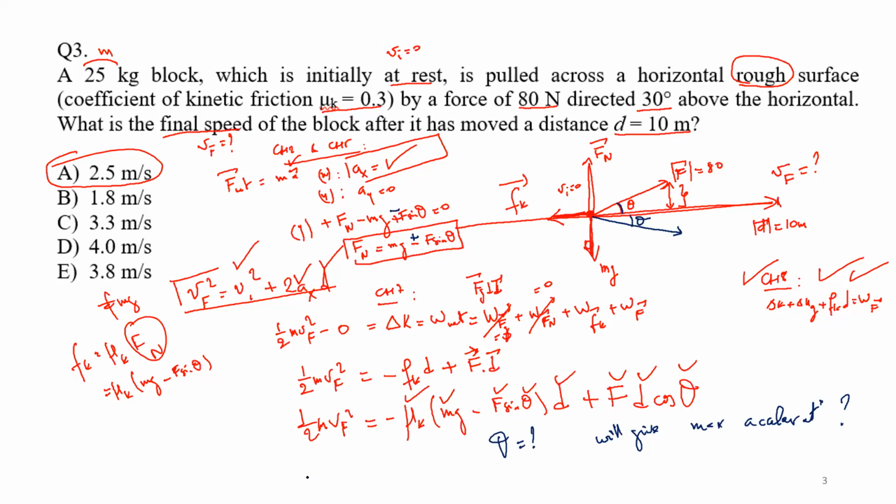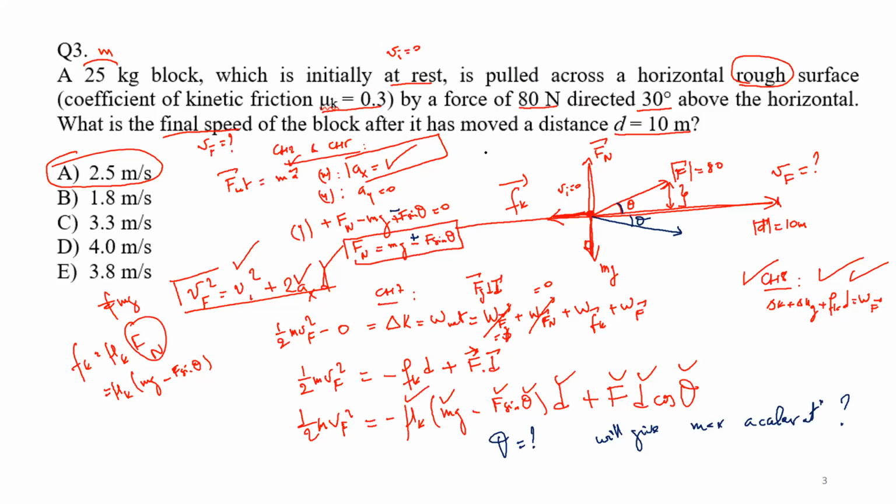Zero. No. Good try. That's a good guess, by the way. But that's not the right answer. 45? 89? 60? Why? Because sine 60 is half. Somebody said 0, somebody said 60. No, you have to calculate it.